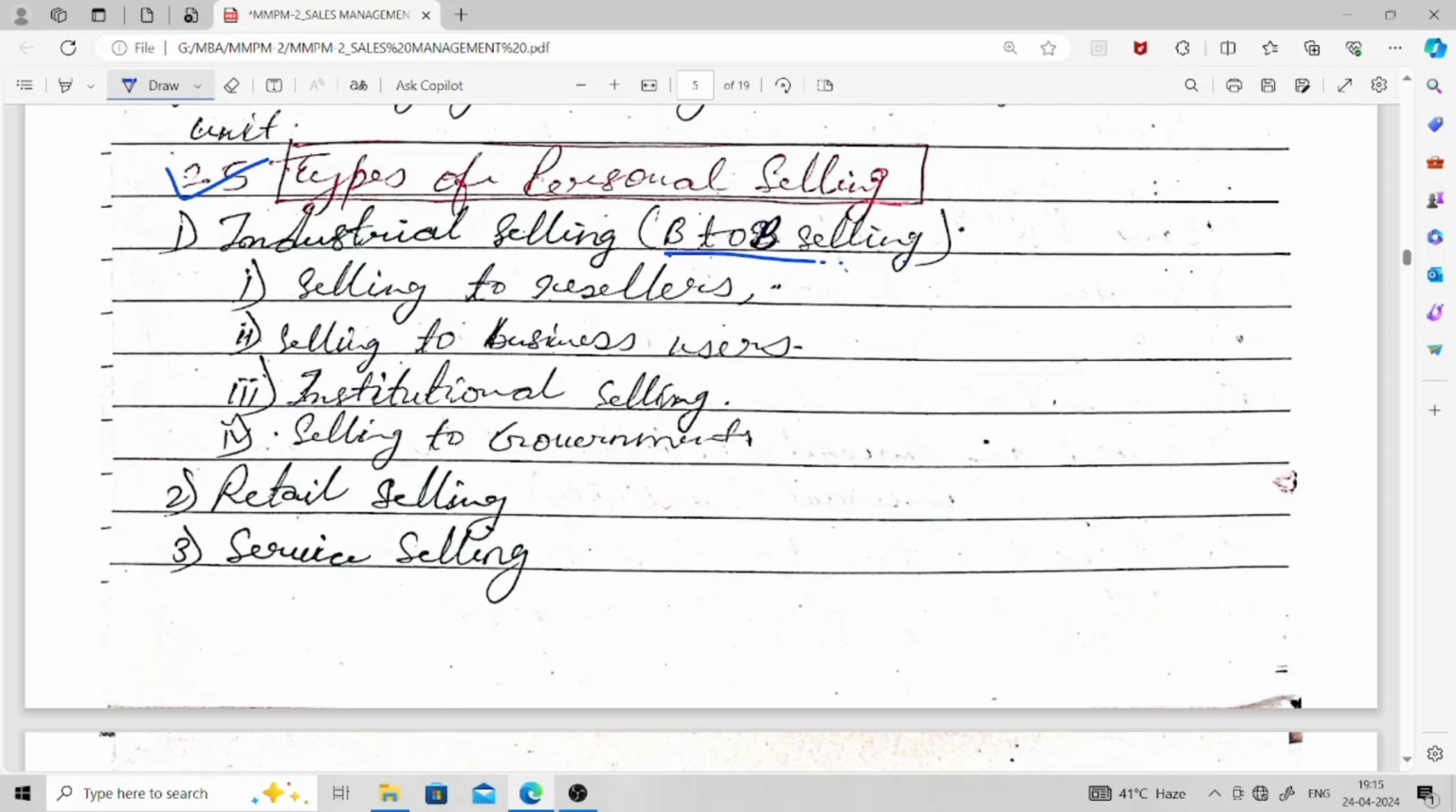Then you have retail selling. The first was industrial selling, and under industrial selling you got selling to resellers, selling to business users, institutional selling, selling to governments. Second, you have retail selling, and third, service selling. These are different types of personal selling.